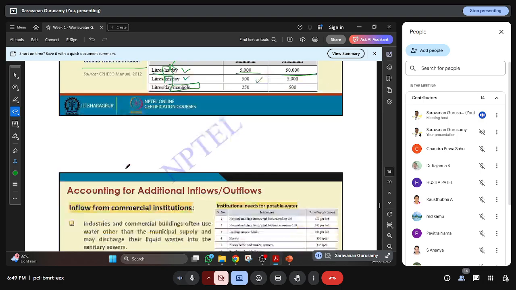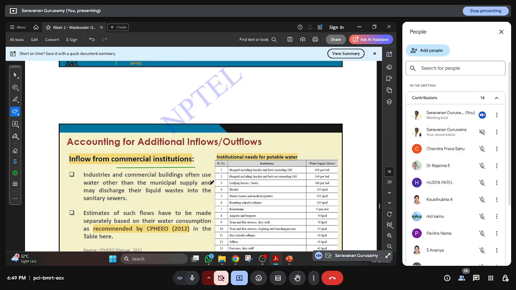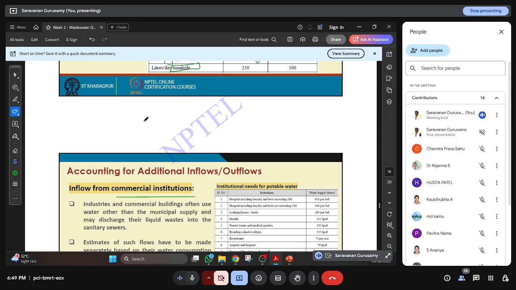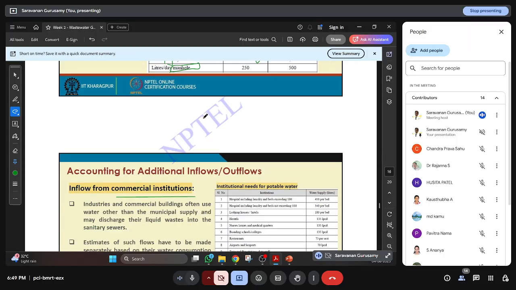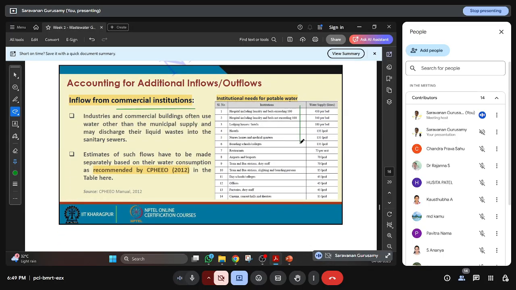One is groundwater infiltration. The second one is that commercial institutions may also give water, not only the population. Here, what we have calculated is only the municipal population. We didn't take into account institutions like schools, colleges, hospitals, markets, and public parks. So that we have to consider here.